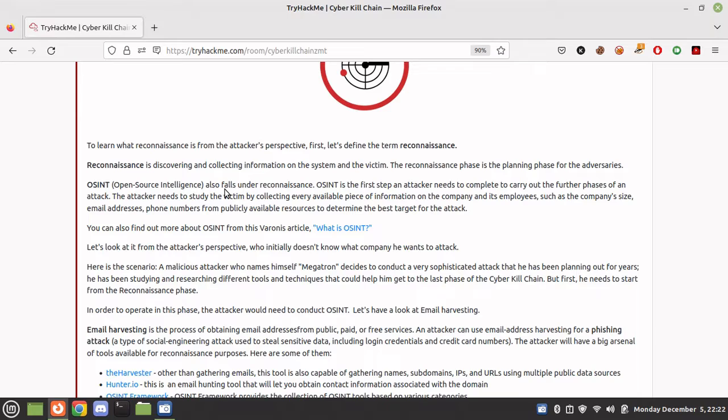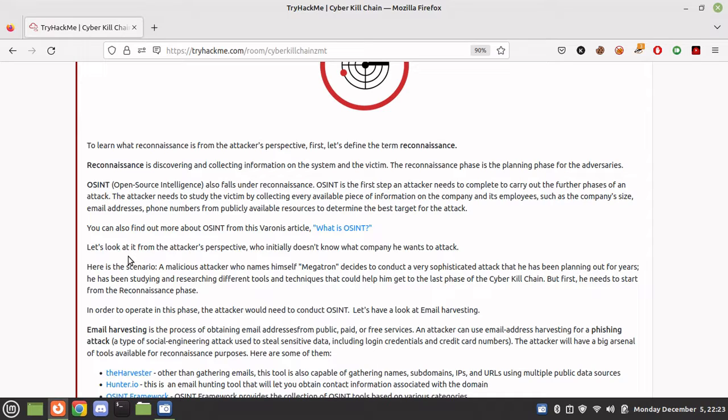Doesn't matter what you use. OSINT also falls under reconnaissance. Basically, OSINT is open source intelligence. It is the first step. You gather the information which is available and accessible to anyone on the internet. So this is OSINT, and it is the best way to explain the reconnaissance scenario.